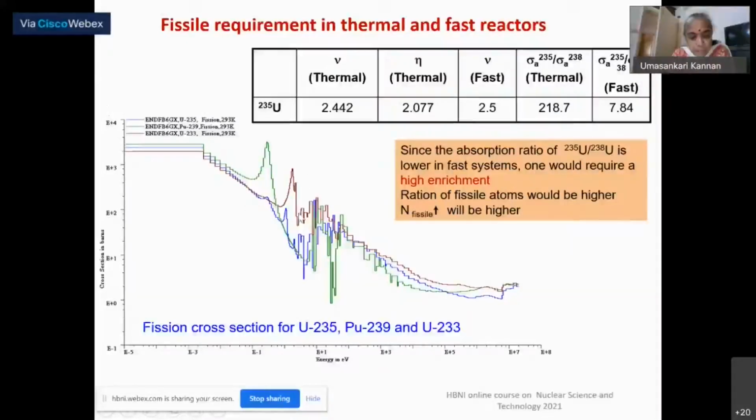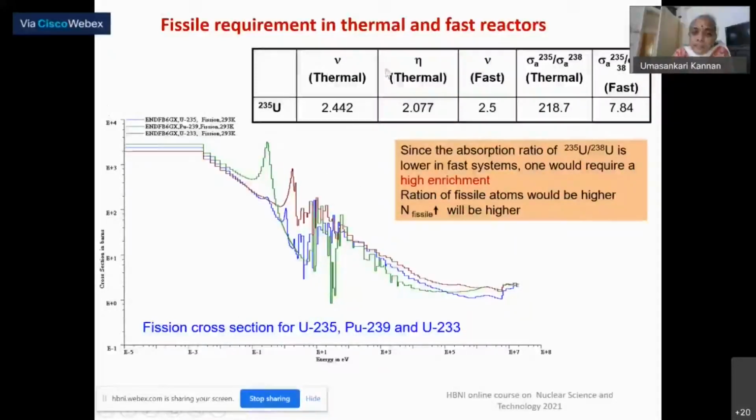The brown one is U-233, the green one is uranium-235, and the blue one is plutonium-239. So here you can see that there are differences in the fission cross-section. So I have to decide how to use these materials.